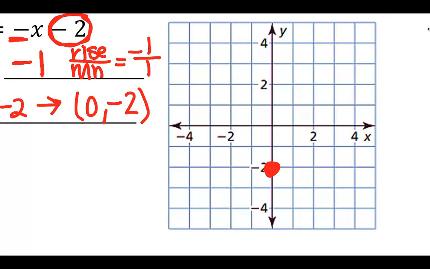So this time, instead of going up, what's happening? I'm going down that -1, and then I'm going over to the right 1. That's a bad way to put it. Let me move that over. Down -1, and then over to the right, +1, putting a point. Down -1, over +1, putting a point.